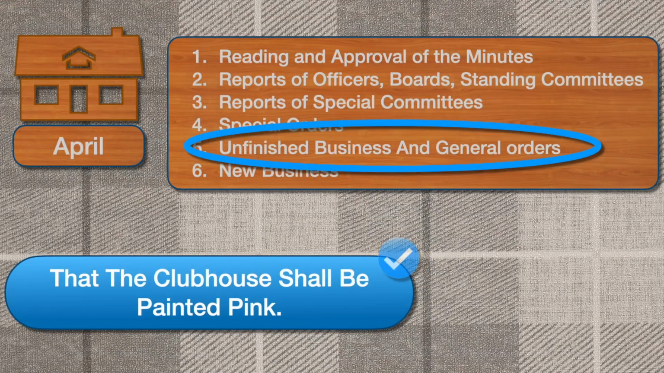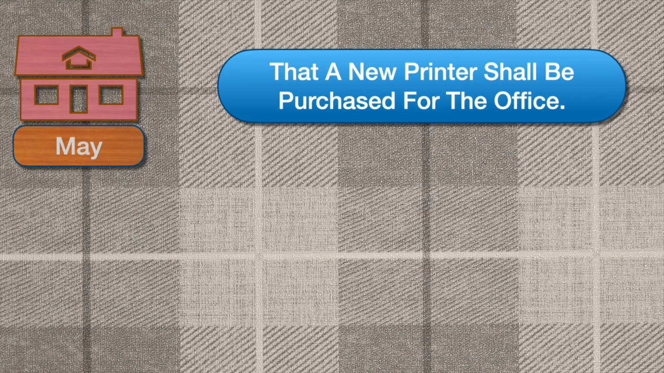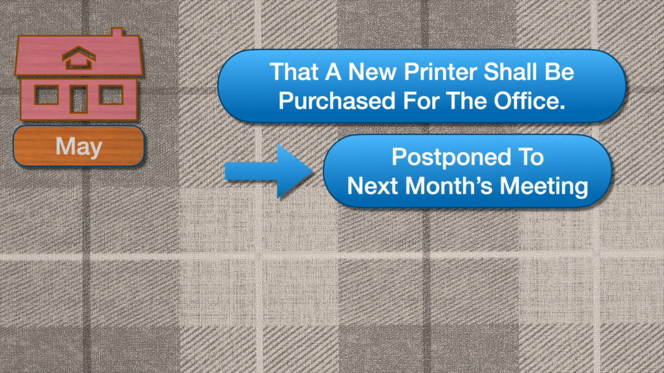The motion is then debated and finally put to a vote. And just for fun, let's say it is adopted, and let's adjourn April's meeting. Now, to demonstrate a third way that unfinished business arrives at a meeting, let's go to May's meeting. And let's say a motion is being considered that a new printer shall be purchased for the office. And let's say that the Assembly votes to postpone the motion to next month's meeting.